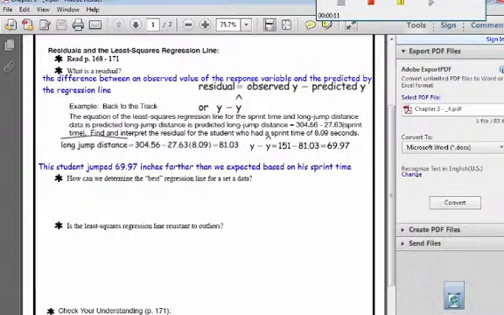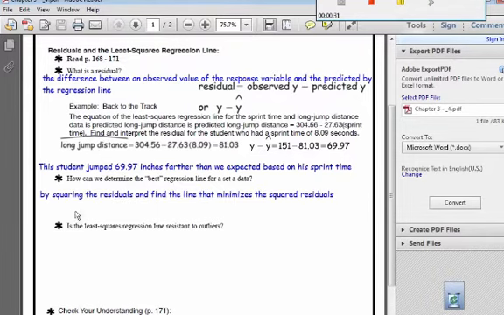How can we determine the best regression line for a set of data? We're going to handle this by squaring the residuals. The regression line we want is the one that minimizes the squared residuals. So we can determine the best regression line for a set of data by squaring the residuals and then finding the line that minimizes the squared residuals.